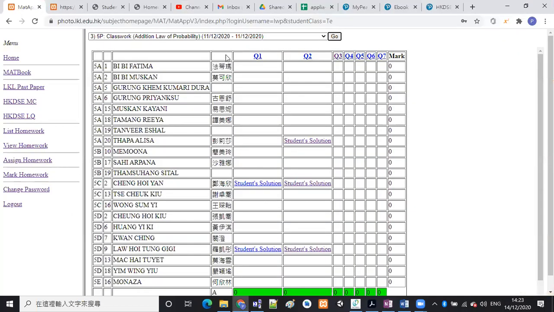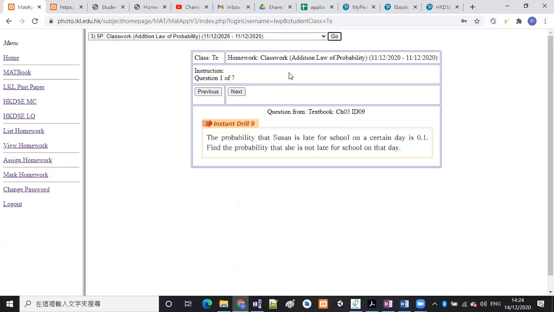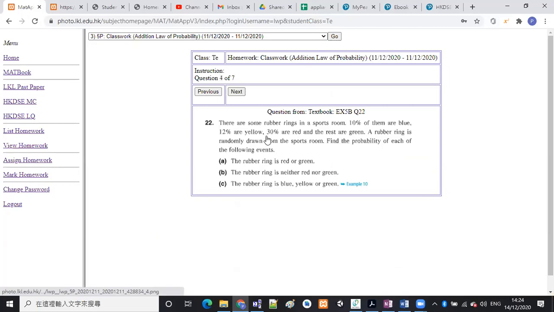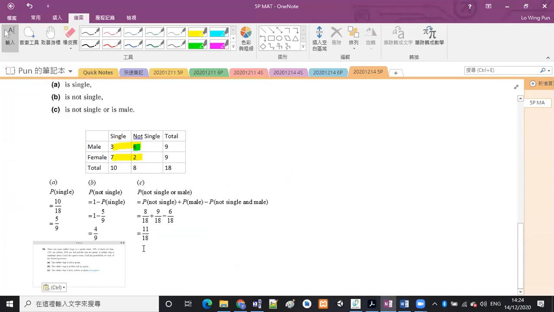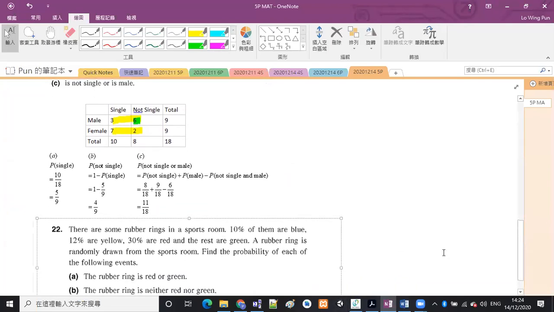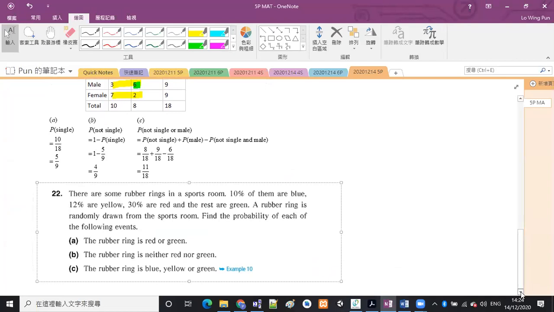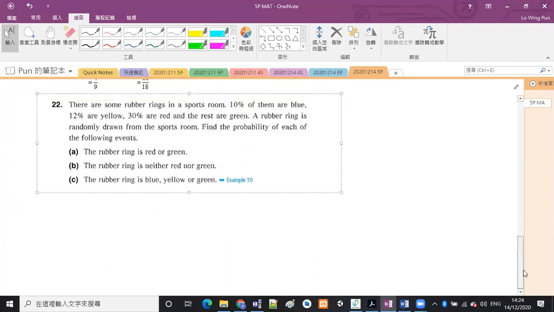And then next one. Question 22. So there are some rubber rings in a sports room. 10% of them are blue, and 12% are yellow, 30% are red, and the rest are green. A rubber ring is randomly drawn from the sports room. Find the probability of each of the following events.